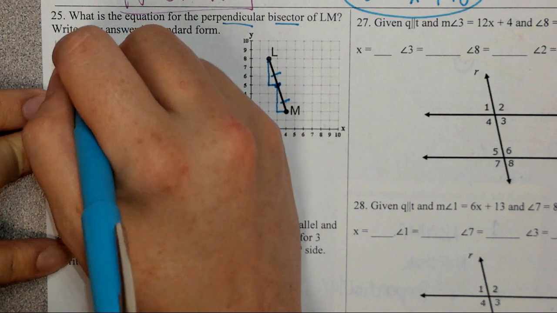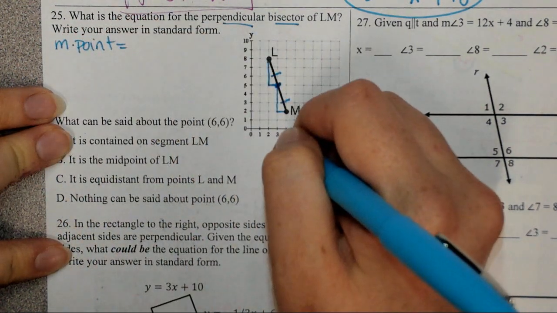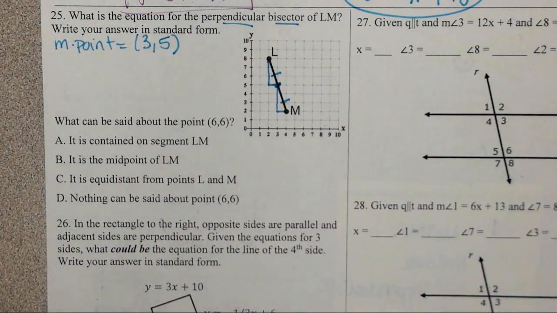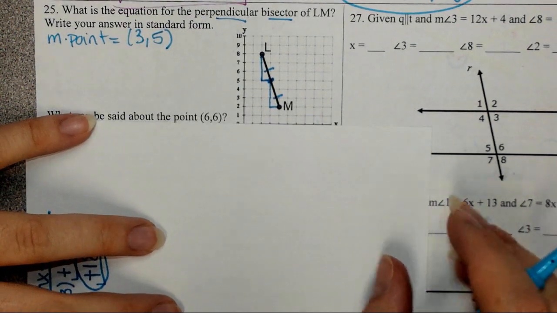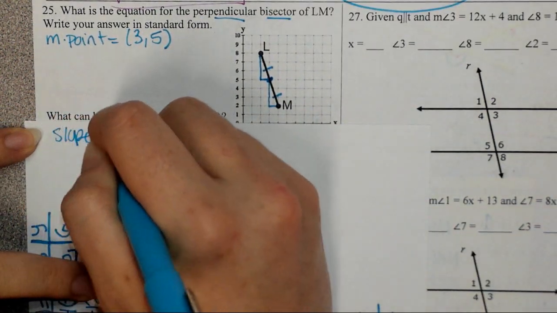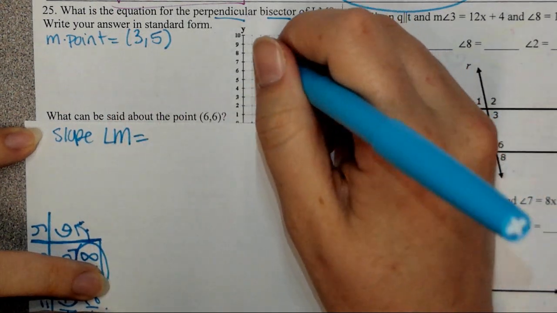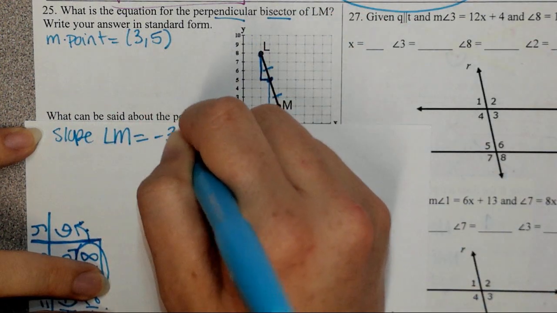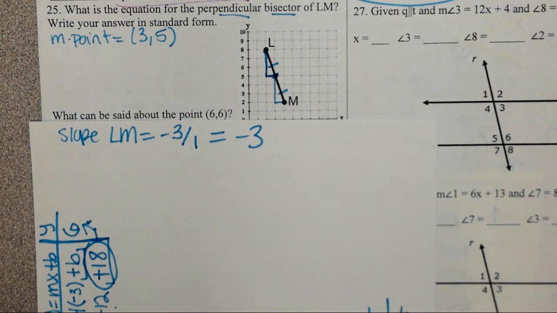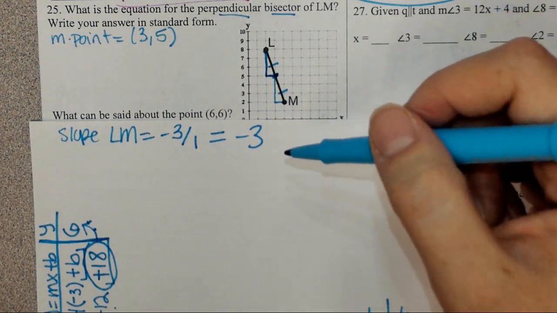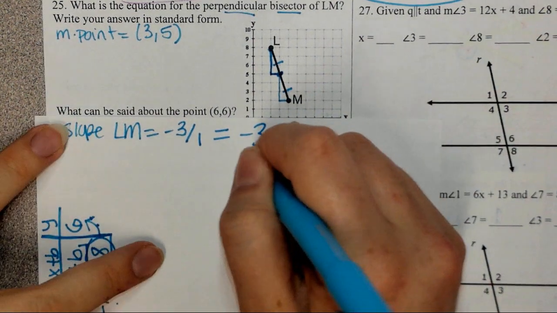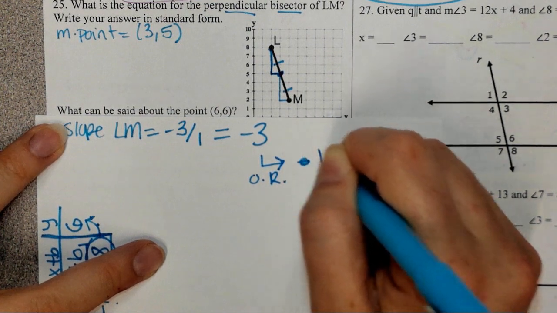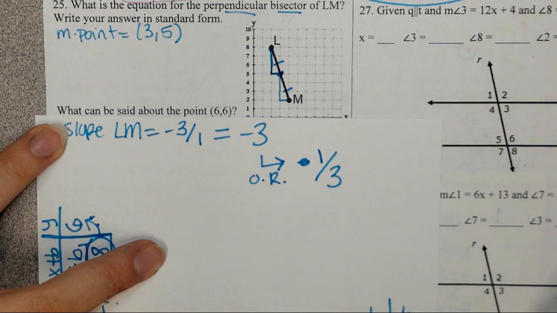So my midpoint is equal to 3, 5. My slope for LM is equal to, when we count our rise and run, we're going down 3 over 1. So our slope is negative 3. If I'm perpendicular to negative 3, then the opposite reciprocal slope is going to be a positive 1/3.